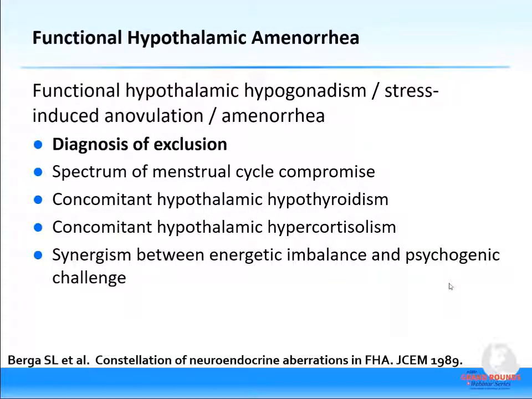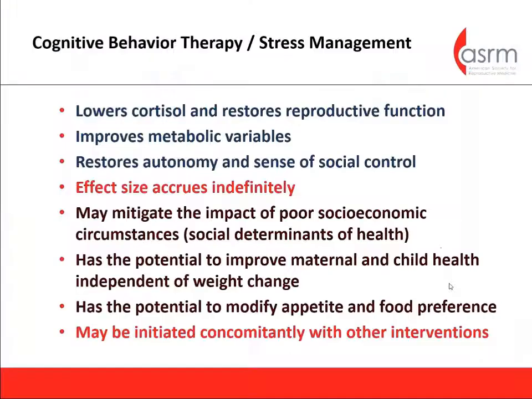So we think this is a diagnosis of exclusion. There's a spectrum of menstrual cycle compromise, concomitant hypothalamic hypothyroidism, and hypercortisolism, and synergism between energetic imbalance and psychogenic challenges. And the reason we like CBT rather than clomiphene or letrozole is it will lower the cortisol, hopefully allow the hypothalamus to function in a better way, and it restores autonomy and sense of social control, which has got to be better for the individual across time and better for a pregnancy if there is one.